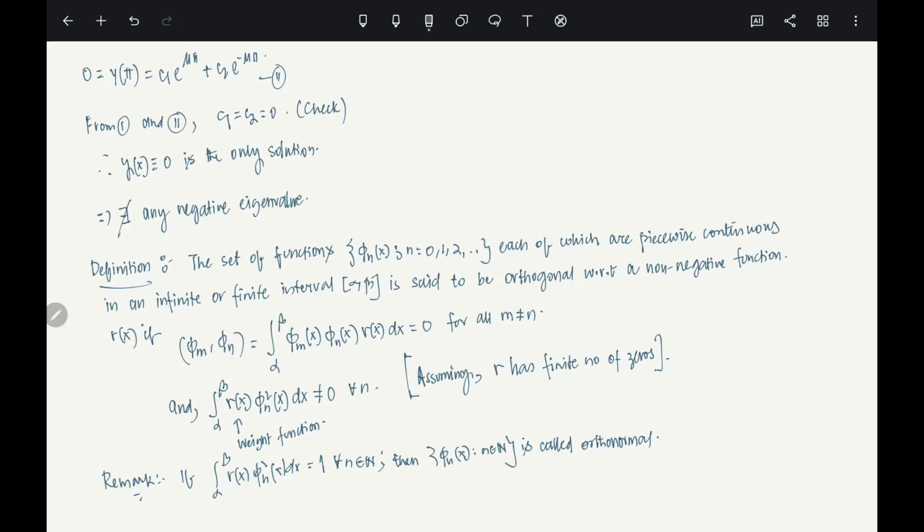So orthogonal set, orthonormal set, clear? Now the question is: does there exist an orthonormal set? I mean, an orthogonal set. Does there exist one? Can you show there is one?